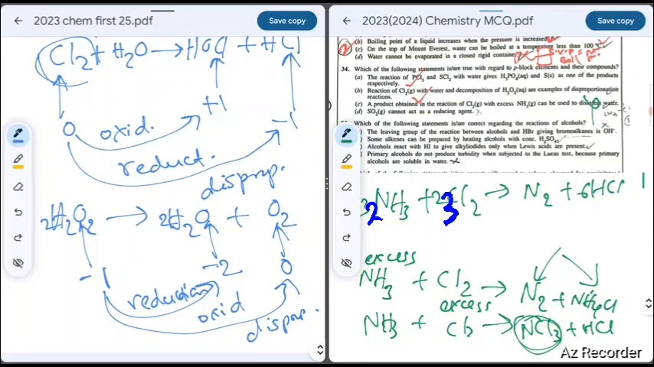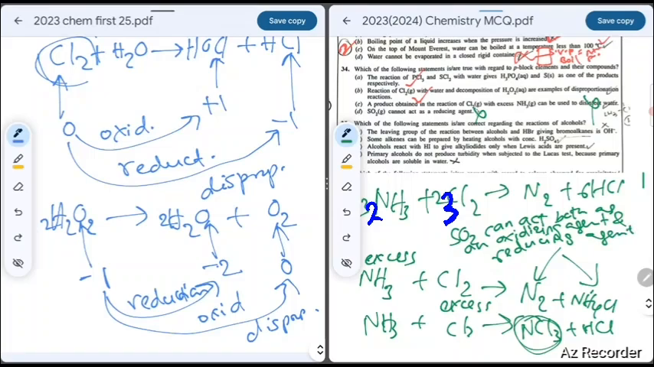Then, SO2 cannot act as a reducing agent. That is also wrong, because we know SO2 can act both as an oxidizing agent and reducing agent. Now, how does it form these both stages? SO2 can reduce to sulfur.